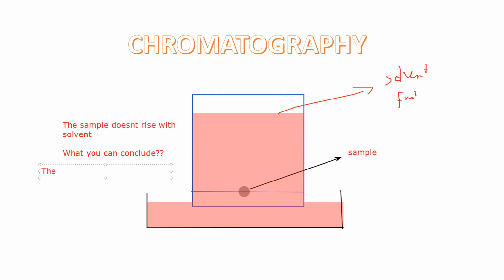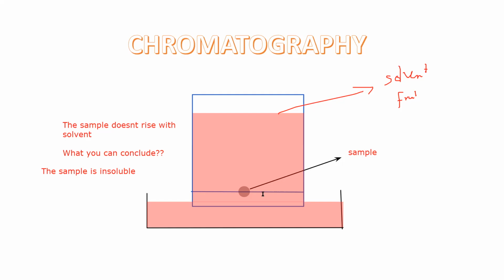We'll say the sample is insoluble, or the sample does not dissolve in the solvent. So this sample is insoluble. Insoluble means that it does not mix with the solvent, so it cannot rise with the solvent. That's why it will remain on the origin.